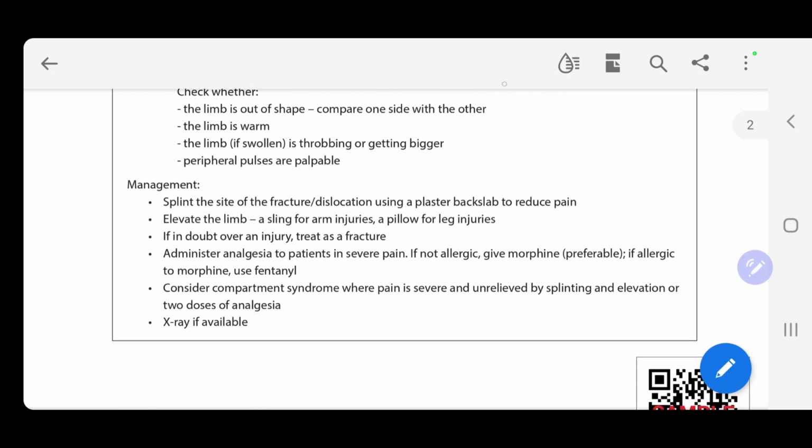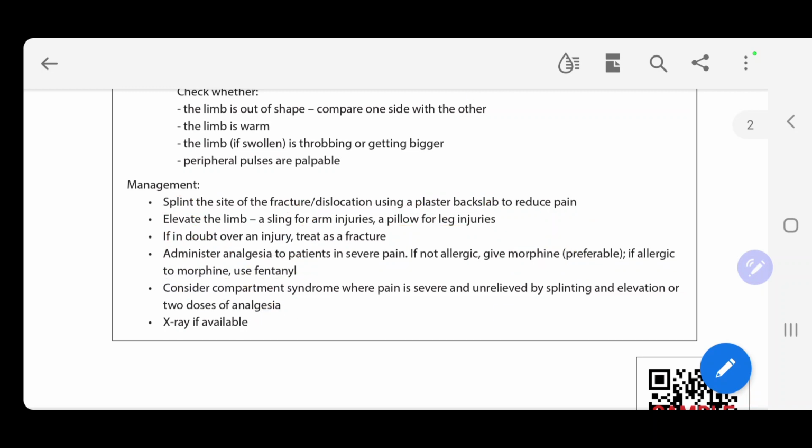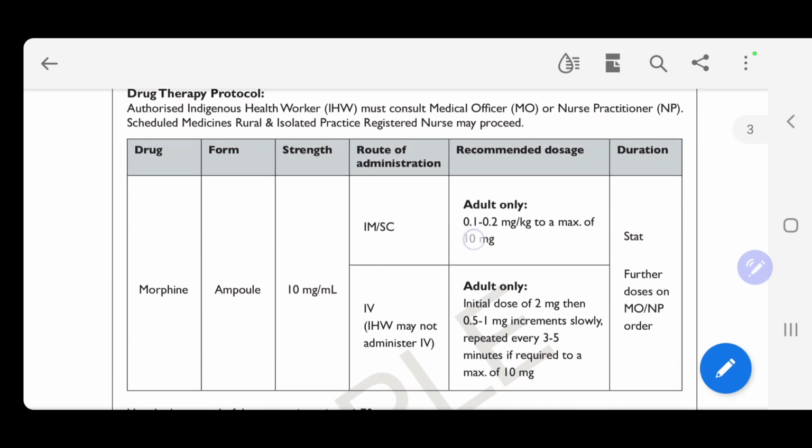right? Then for the management part, we can also mark some keywords. Let's say splint, plaster back slab, reduce the pain, alleviate, pillow for leg injuries, sling for arm injuries, administered analgesia, morphine and fentanyl. Okay, compartment syndrome as well, if it's not necessarily relevant.